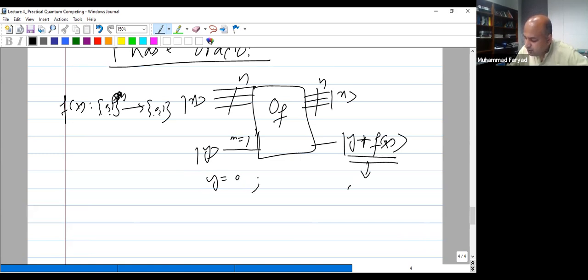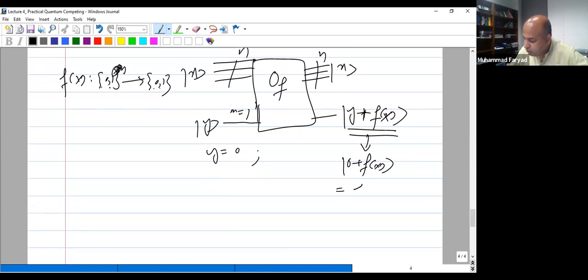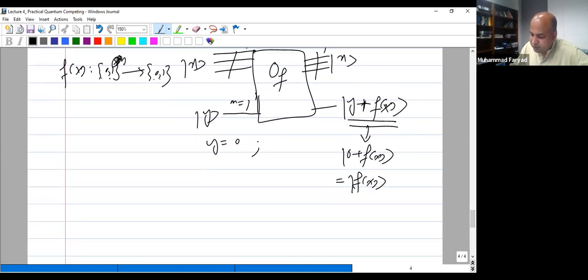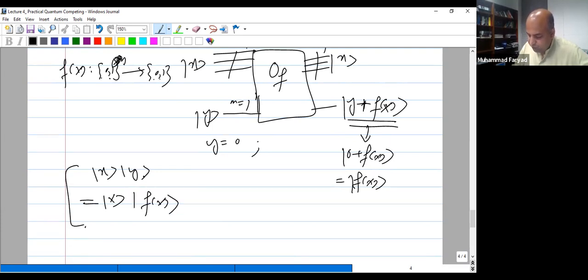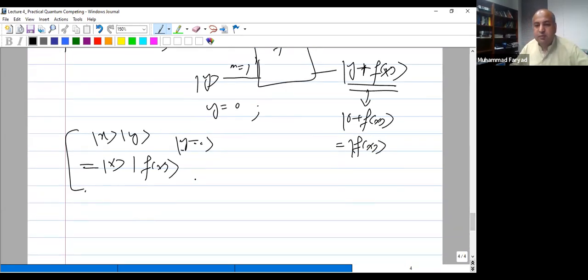This would be 0 plus f of x is equal to f of x, and the overall input and output relation of the function I can write like this. So this will become, if this y is 0, f of x. And if this y is 1, this of course becomes 1 plus f of x.